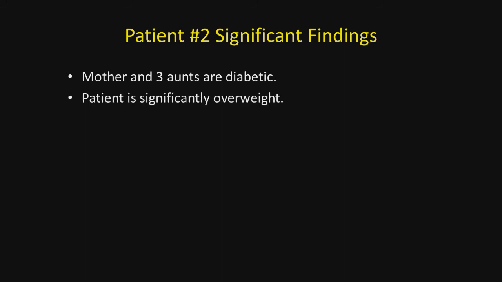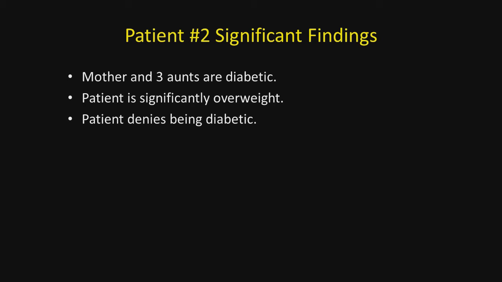What are other significant findings? Patient says she's not diabetic. However, her mother and 3 aunts are diabetic. But let's look a little deeper. The patient's mother and 3 aunts are diabetic. So there's a strong family history, and it's gender-related, which makes it even more significant. Second, the patient is significantly overweight. Now, given that and the severe gingivitis, mobility, and so forth, you would certainly begin thinking in terms of being a diabetic. However, she does not admit to being a diabetic, says that she's not.